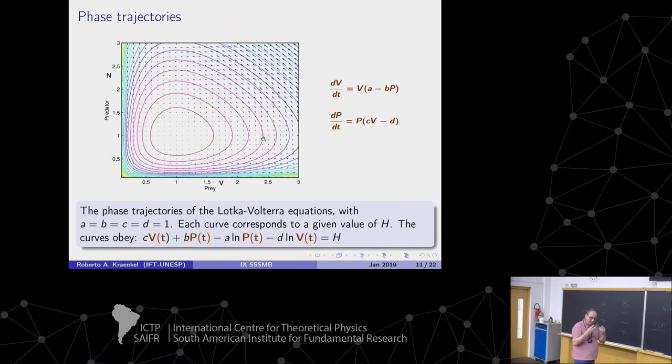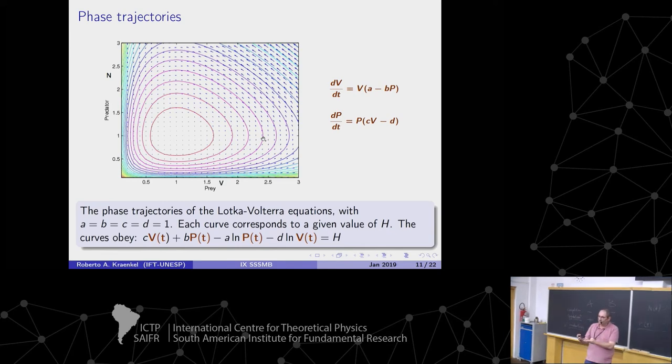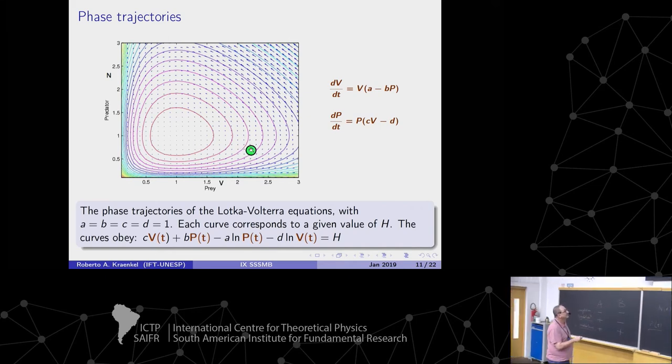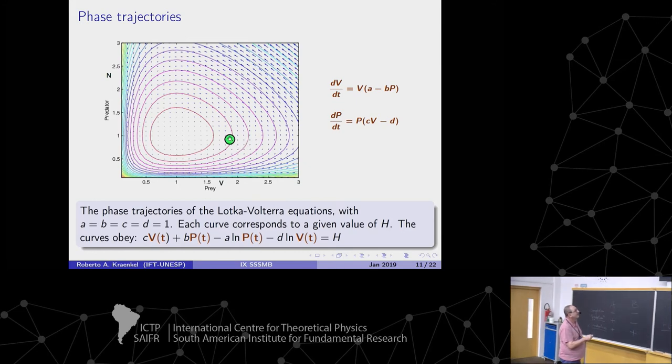I don't have the function P, and I don't have the function V. I know that P and V are variables in time. Nothing tells me that they are constants. But they will stay on this curve. Therefore, they will kind of run on the curve. They will circulate here. And for each initial condition, I have a curve.